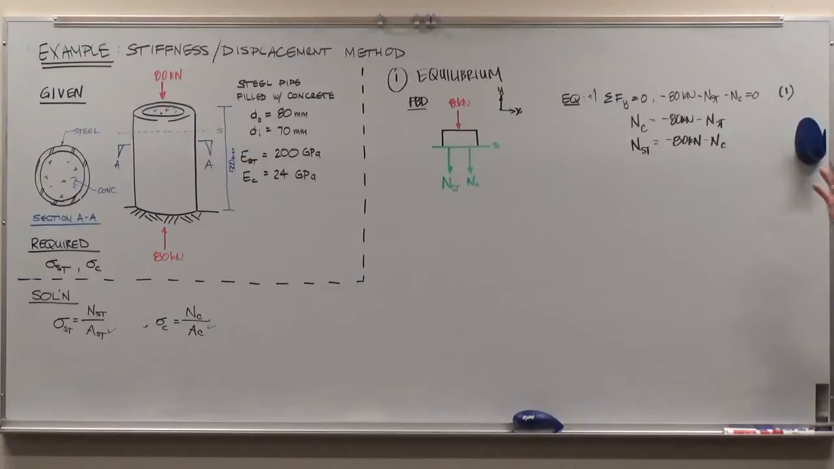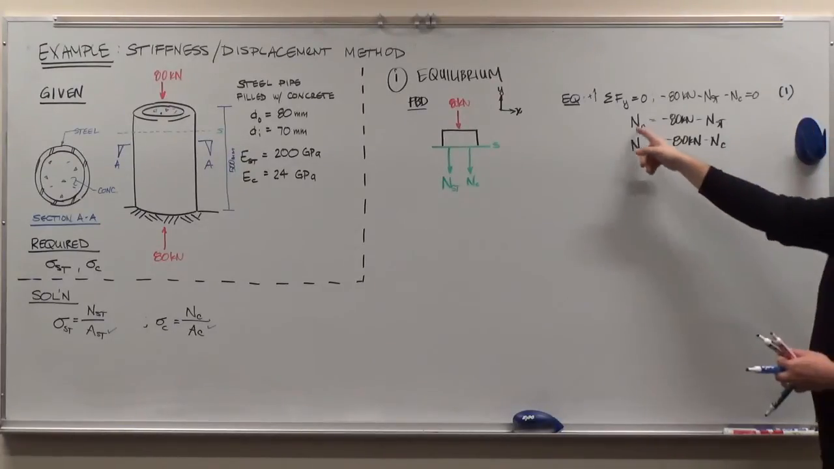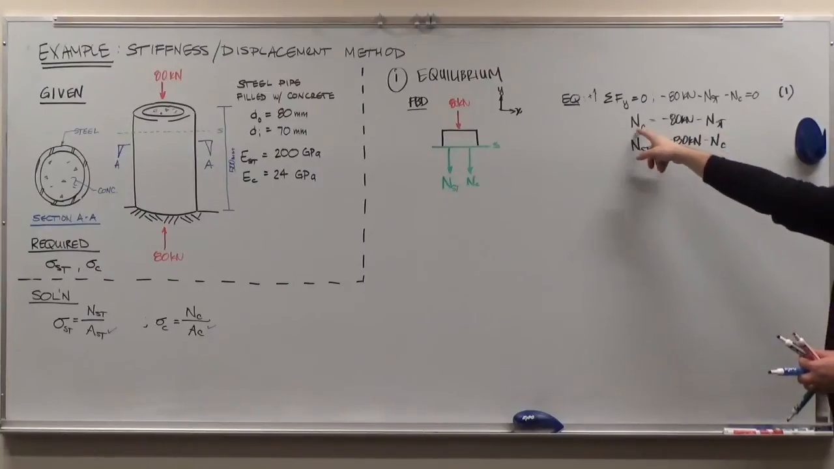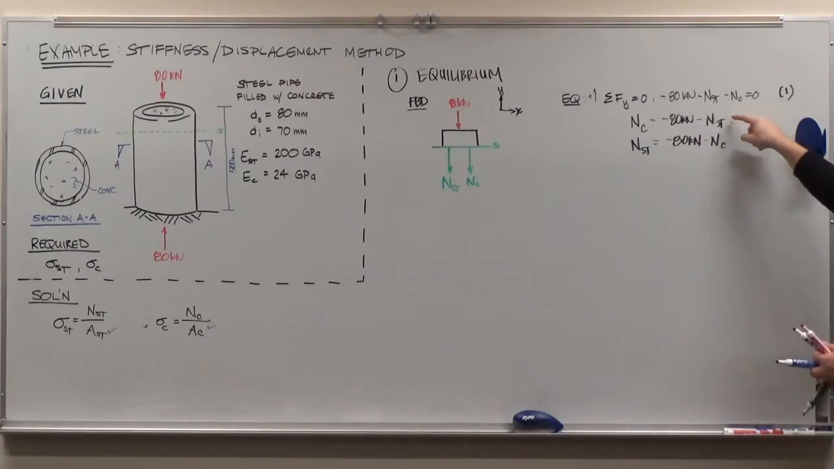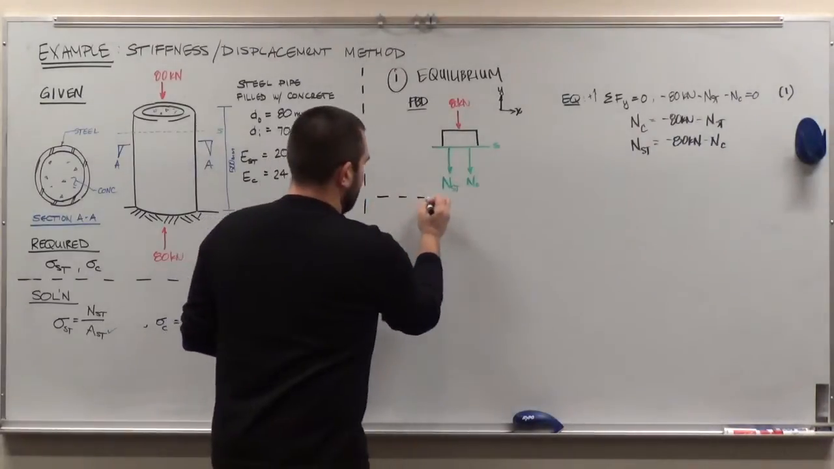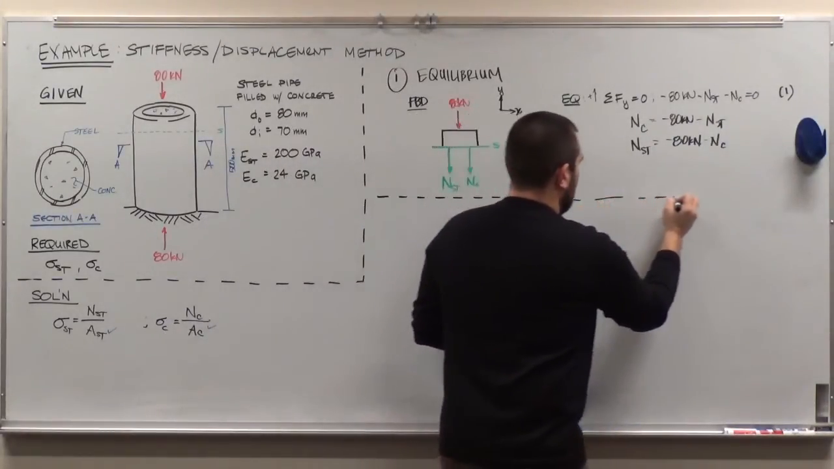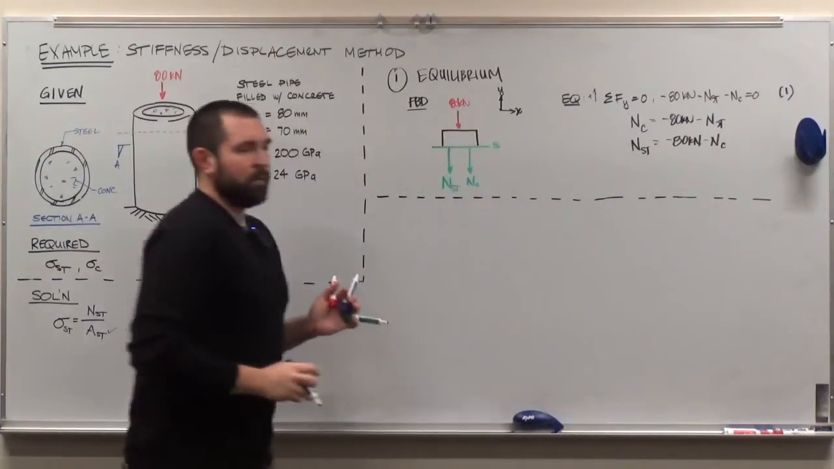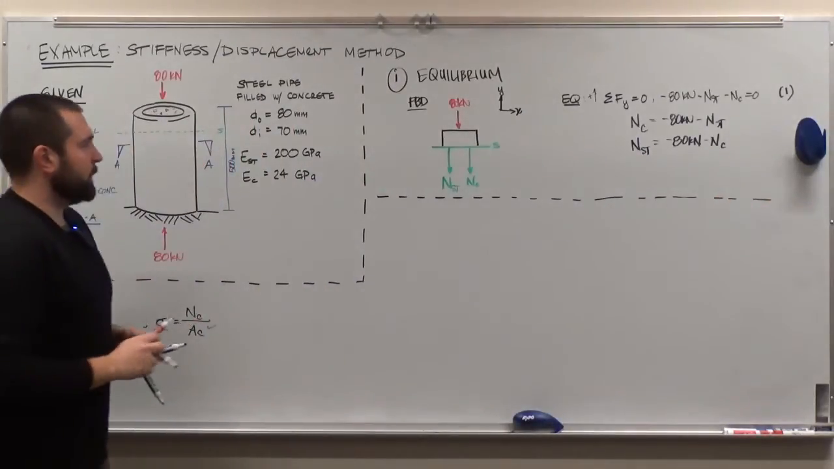But again, just to point out one more time, this step shows us that it's statically indeterminate because I have two unknown forces, the internal normal force in the concrete, the internal normal force in the steel, but I only have one equation, so we can't solve for both of them with just one equation. Okay, so that's step number one. That's equilibrium, and that's the first step for the stiffness displacement method of analysis.